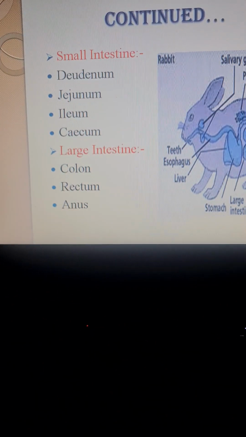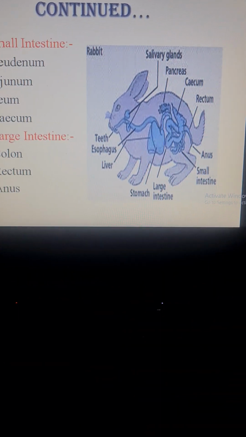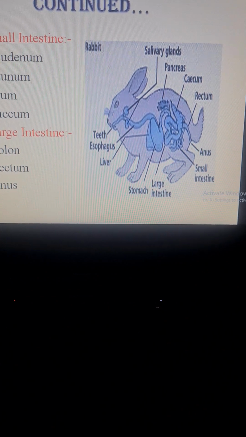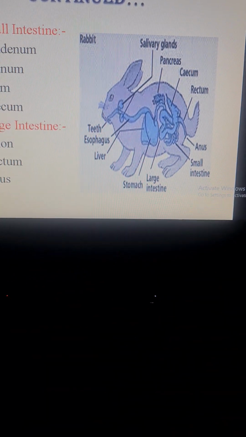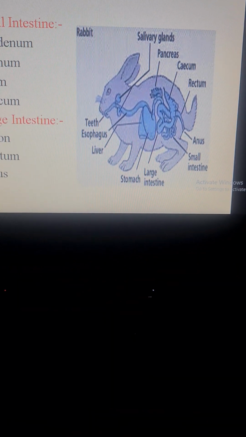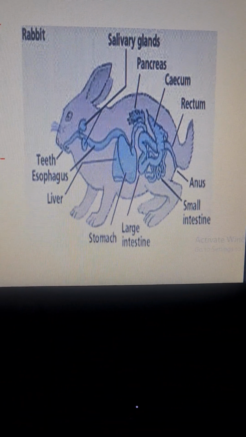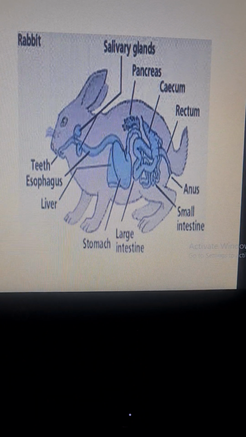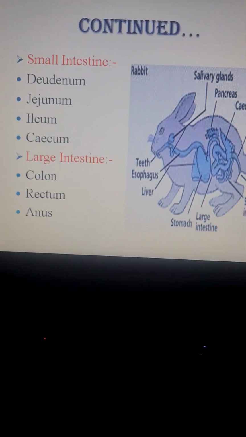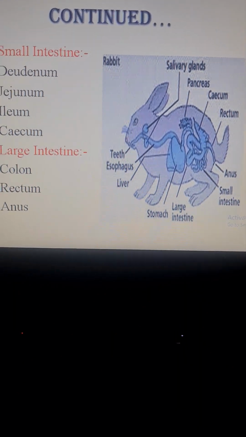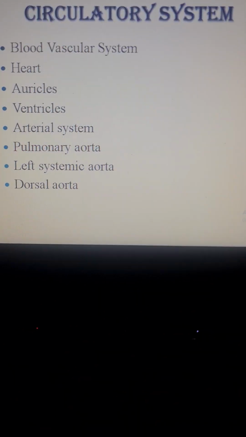Here is a small description of the digestive system of the rabbit, as you can see in the pictures. Here we have the rabbit teeth, esophagus, liver, stomach, large intestine, small intestine, anus, rectum, cecum, and salivary glands. So you can remember the names of the parts of the digestive system of the rabbit.